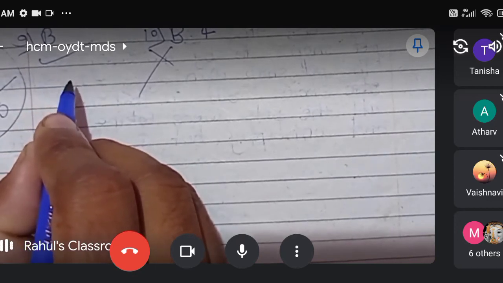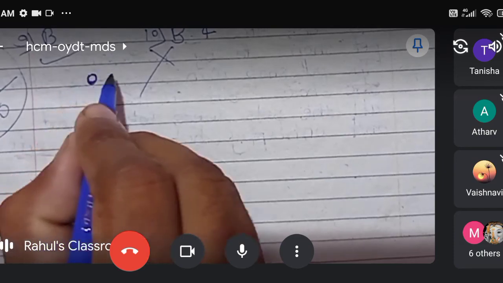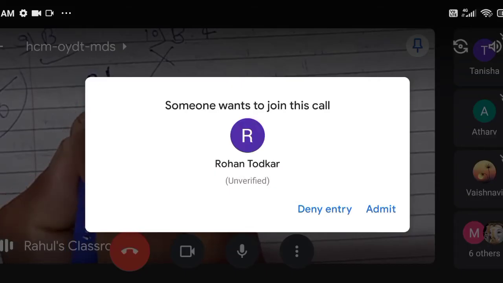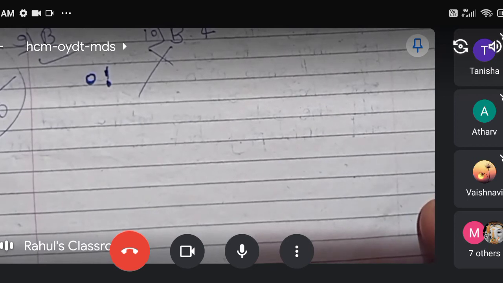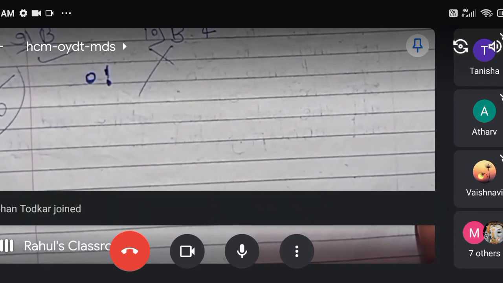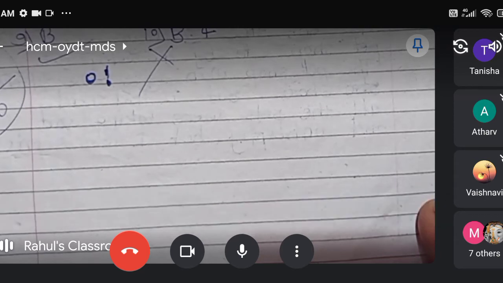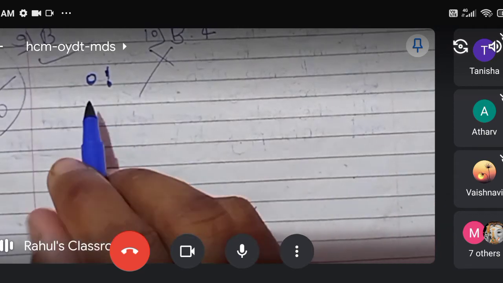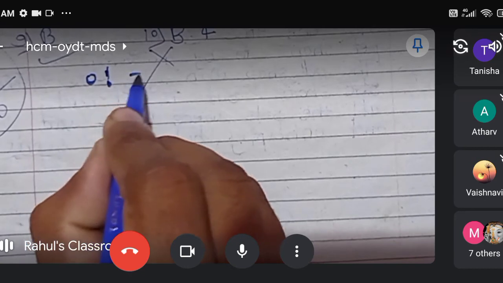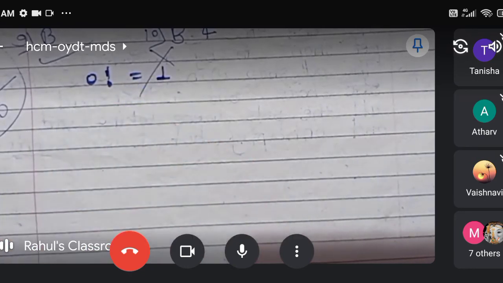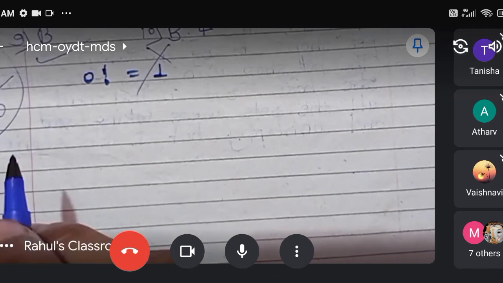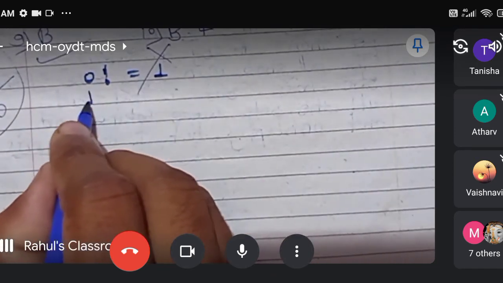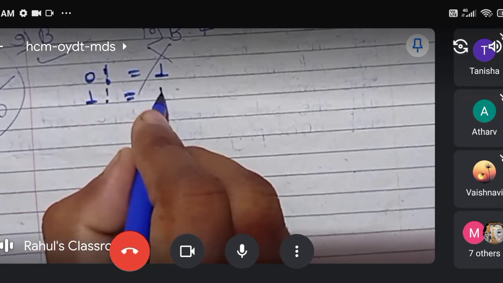One remark also remember in your mind: 0 is not a natural number. The factorial notation is defined only for n being a natural number. But 0 is not a natural number. 0 is a whole number, but 0 factorial is equal to 1. The value of 0 factorial is equal to 1. Similarly, 1 factorial is also equal to 1.